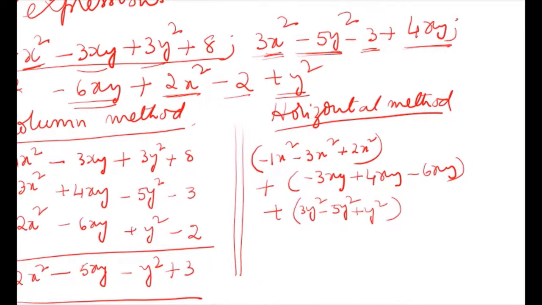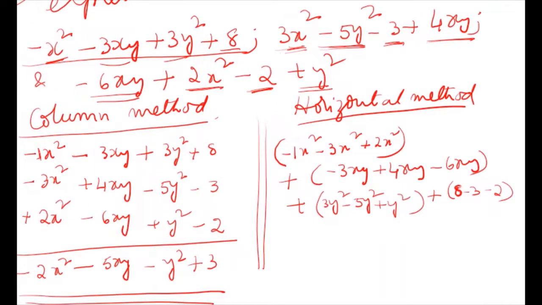Then we have the constant terms. Constant terms are plus 8, then minus 3, then here we have minus 2. So whatever you have written in columns, here you will be writing horizontally in brackets. So this will happen, this implies again minus 1, minus 3, minus 4.